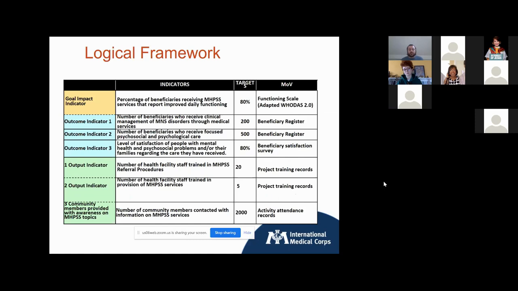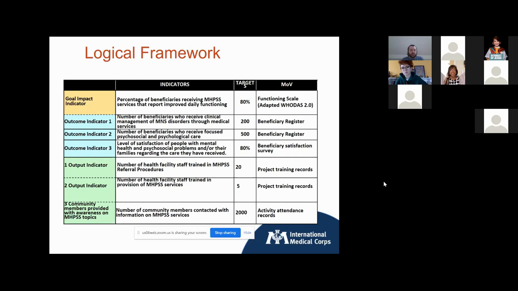This would normally have a target higher than those receiving clinical management for MNS disorders, as what we would see normally in our program in Lebanon is that more people want to access and need to receive psychosocial support as opposed to more clinical care. Often many people will access both levels of care also. The means of verification here is the same, the beneficiary register.